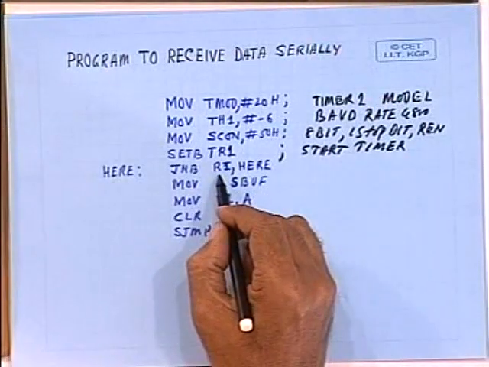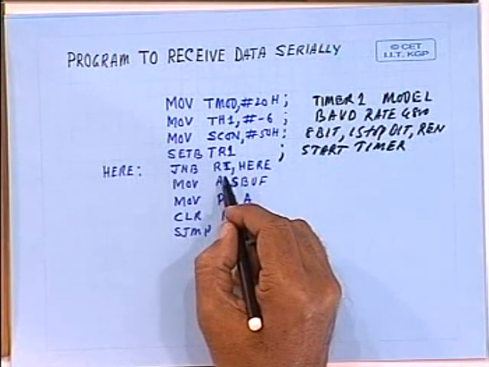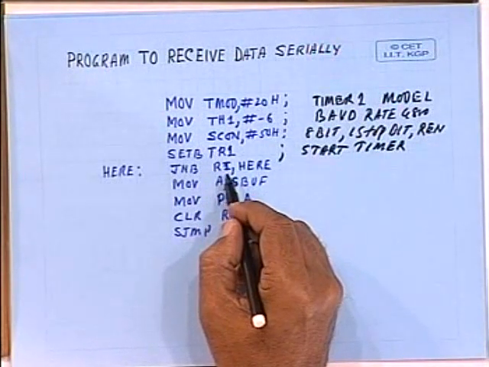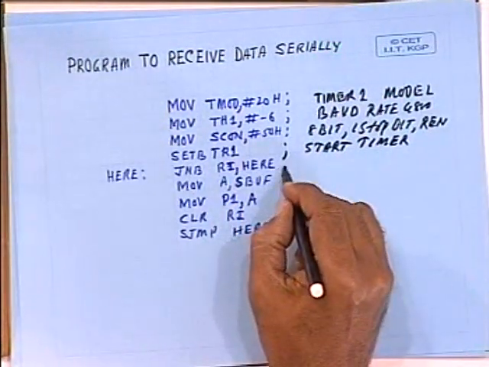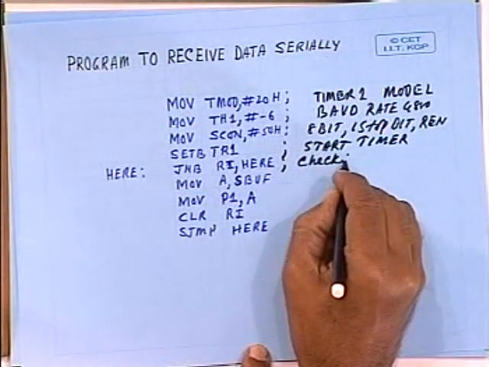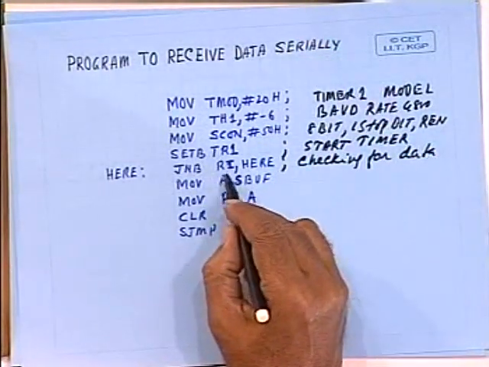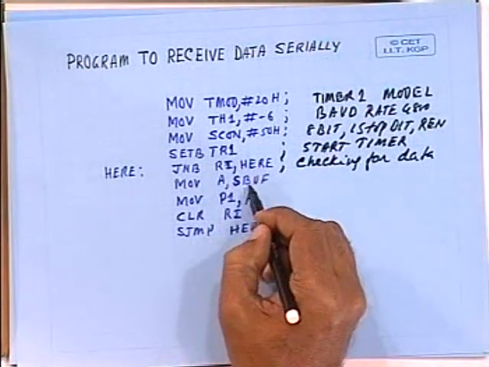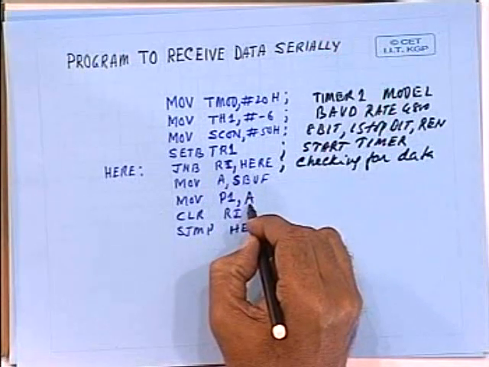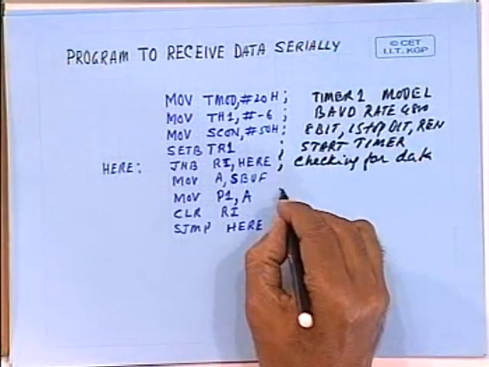You can see here you are checking the RI flag bit instead of the TI flag bit, because you are in the receive mode. You keep on checking the RI flag bit, and the RI flag bit will be set whenever a character is received. So here you are checking for data, and when the last bit is received, this will be set, and then you come out of this loop and transfer the data to the accumulator, and from that accumulator you can transfer it to port 1 where it can be connected to some display.